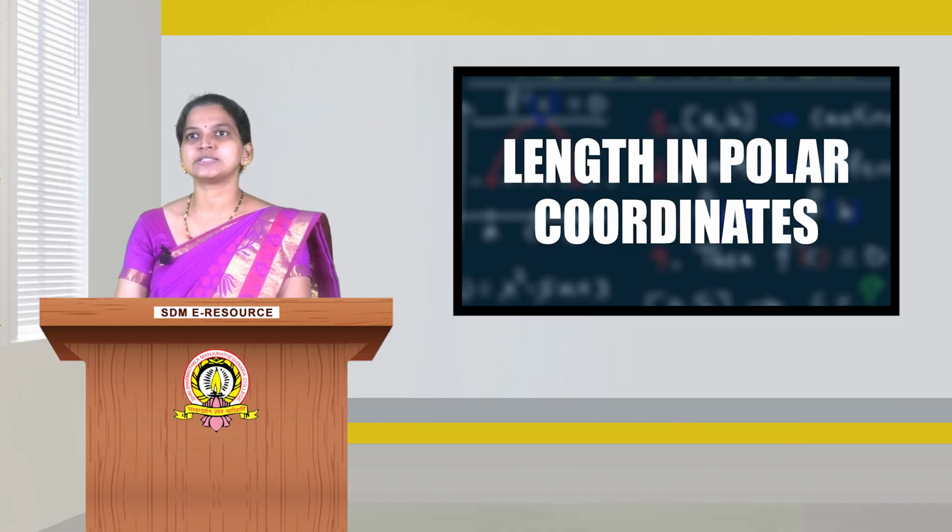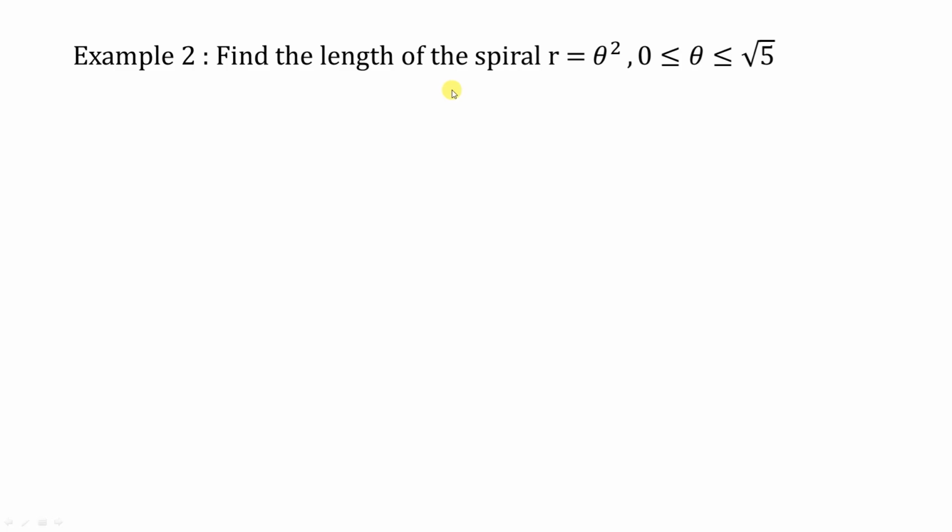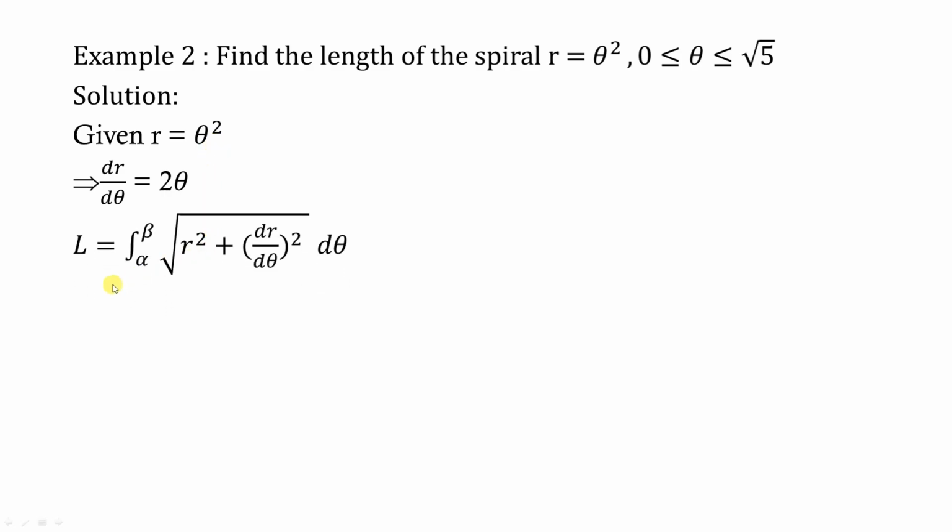Let's take up another example. Here we have the spiral r equals theta squared, where theta varies from 0 to square root of 5. Similarly, we have to find dr by d theta. r is theta squared, so the derivative with respect to theta is 2 theta. This is the formula to find the length of this curve: L is the integral from alpha to beta, the limits for theta, of the square root of r squared plus (dr by d theta) whole squared, d theta.